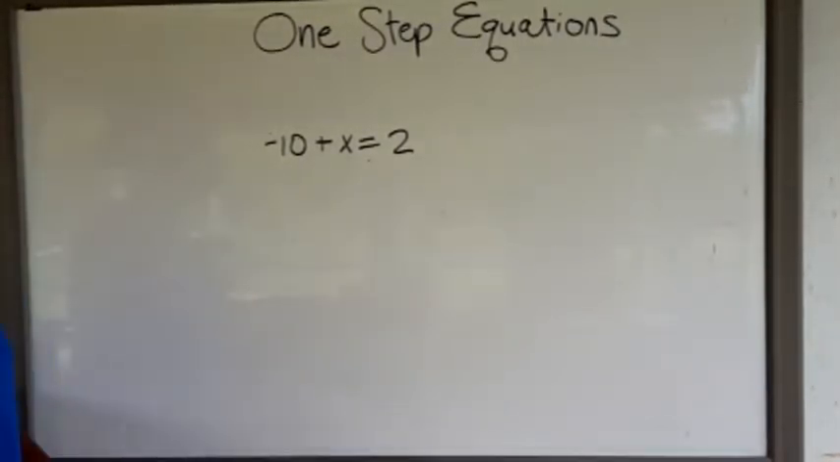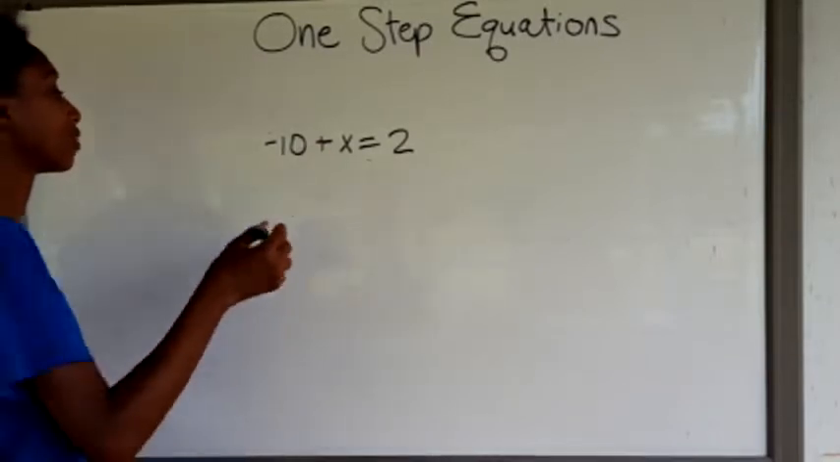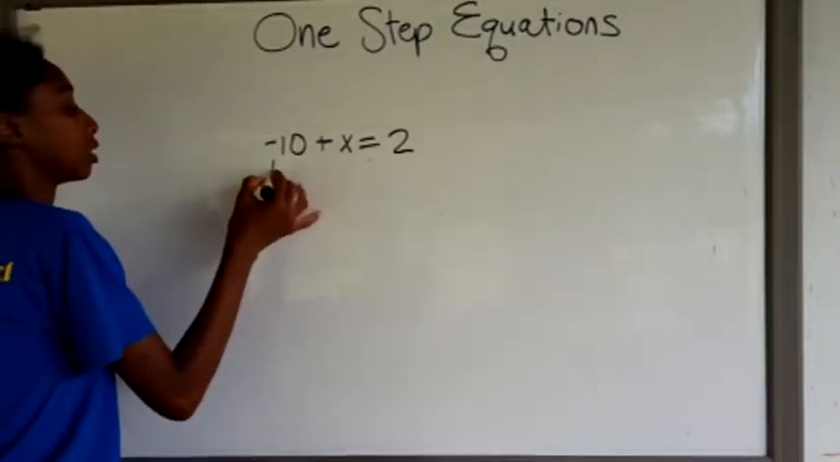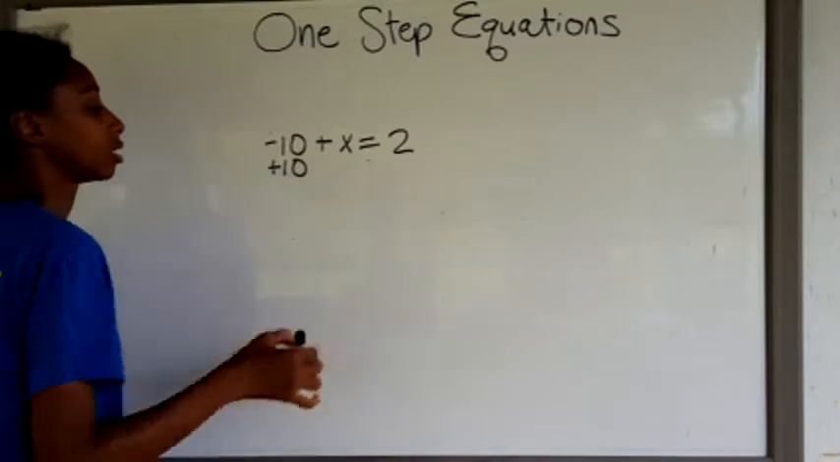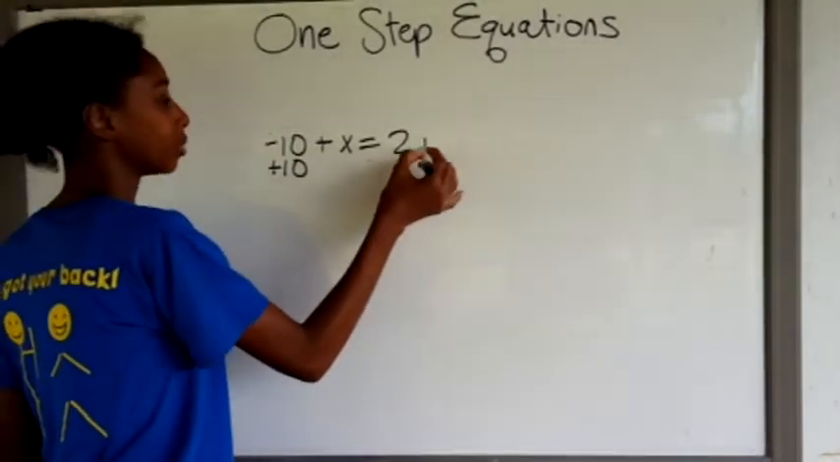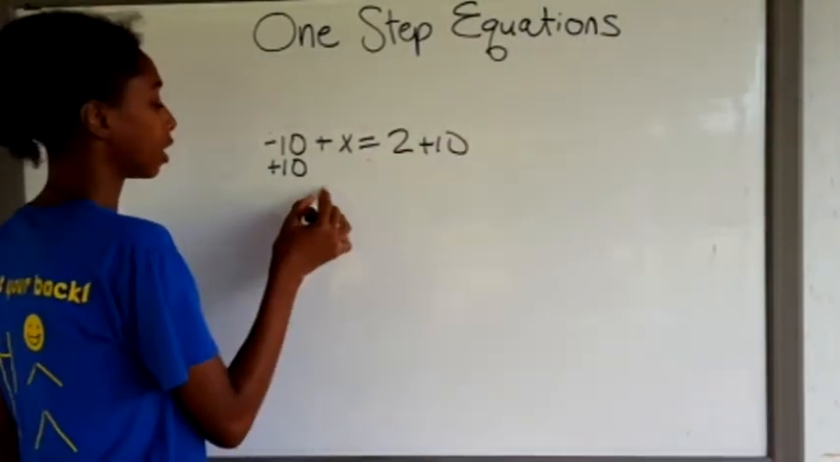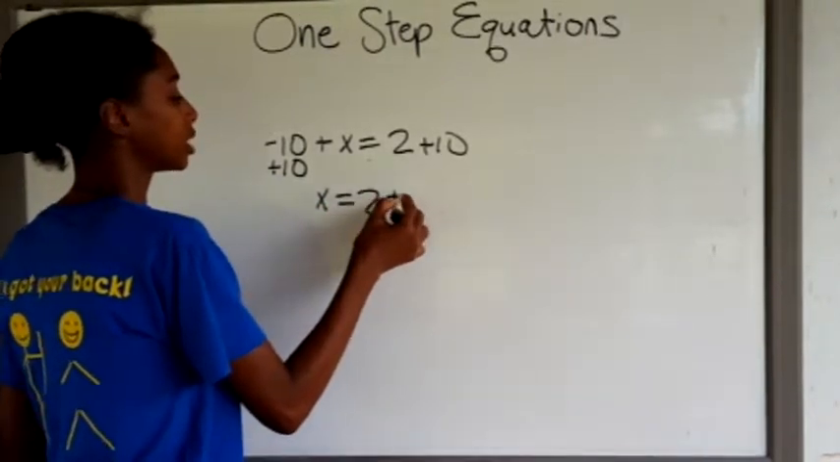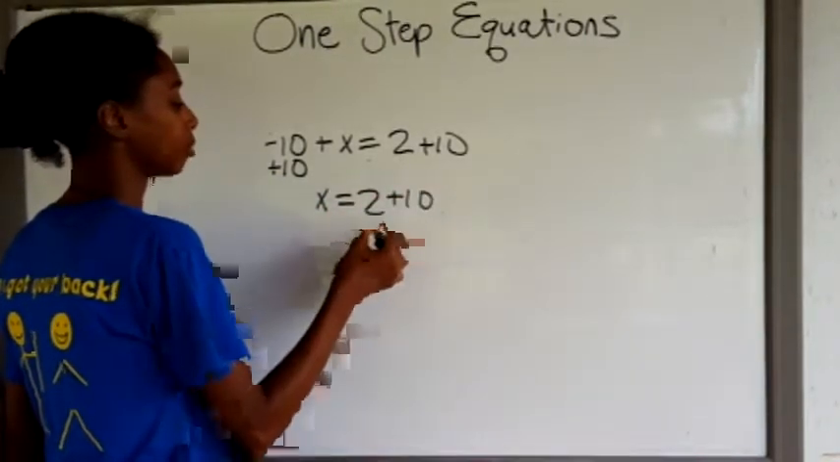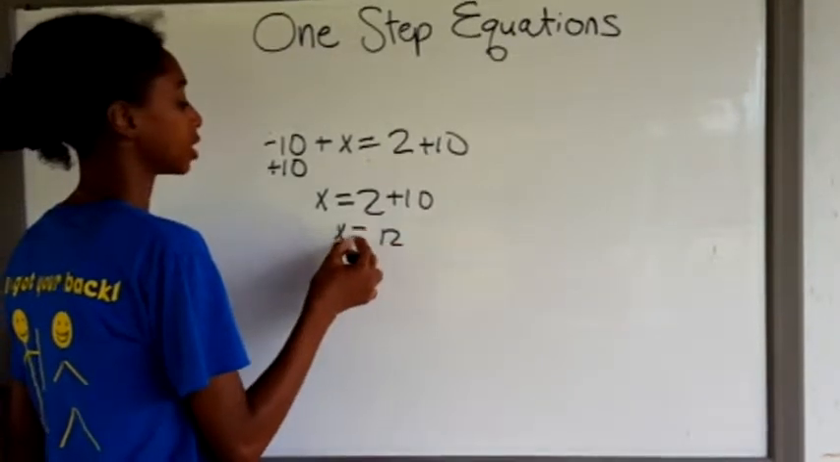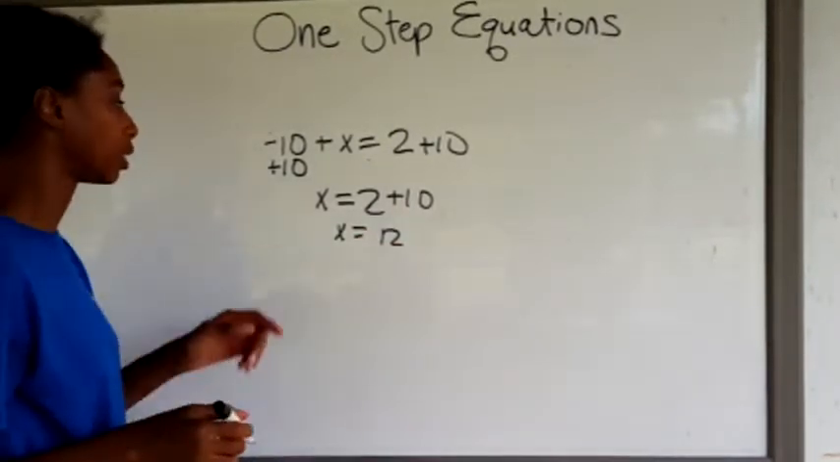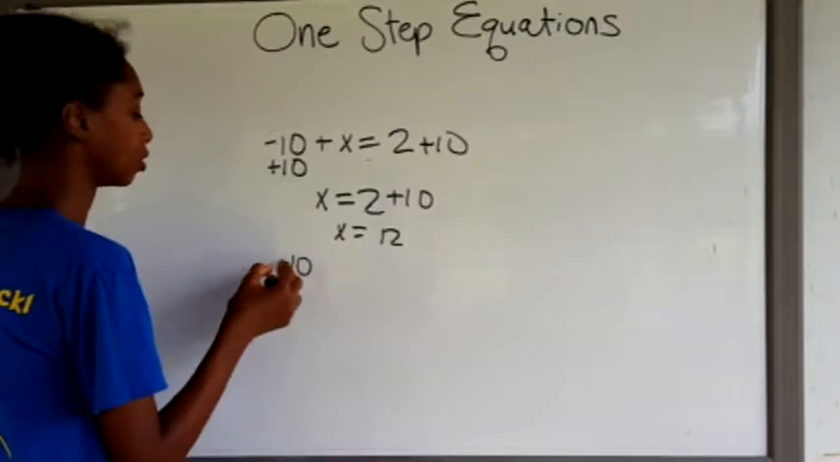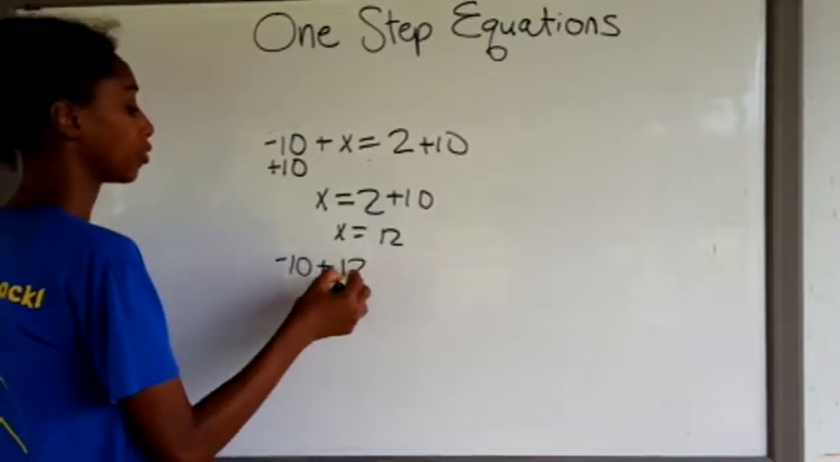So this is a negative 10 and we want to get x by itself. So you would do plus 10 and then plus 10 on this side. So that leaves us with x equals 2 plus 10. 10 plus 2 is 12. So x equals 12.